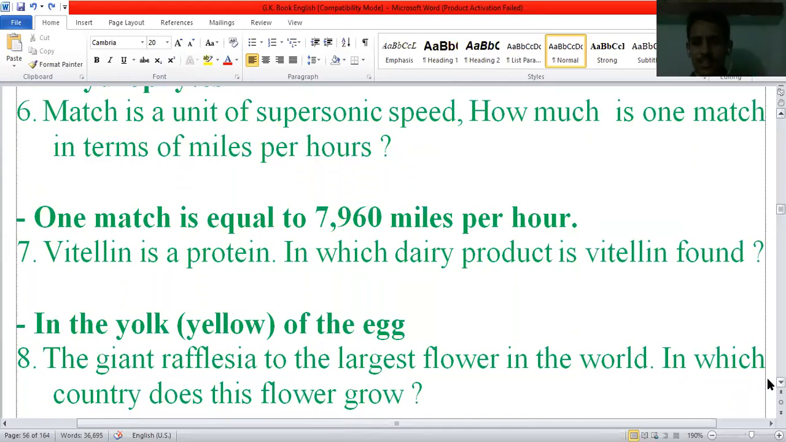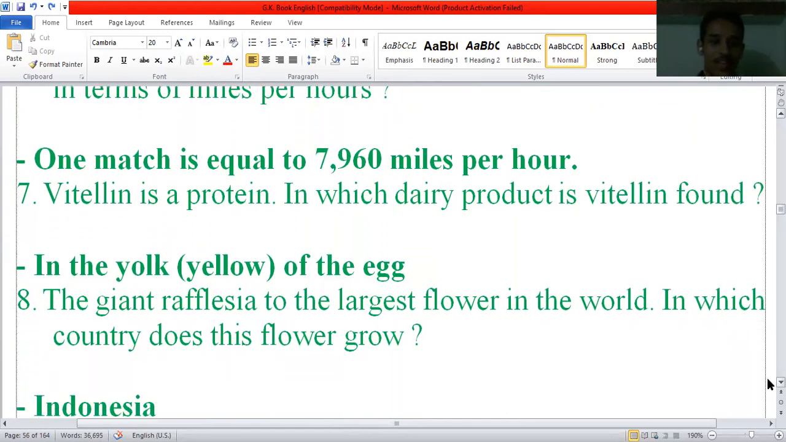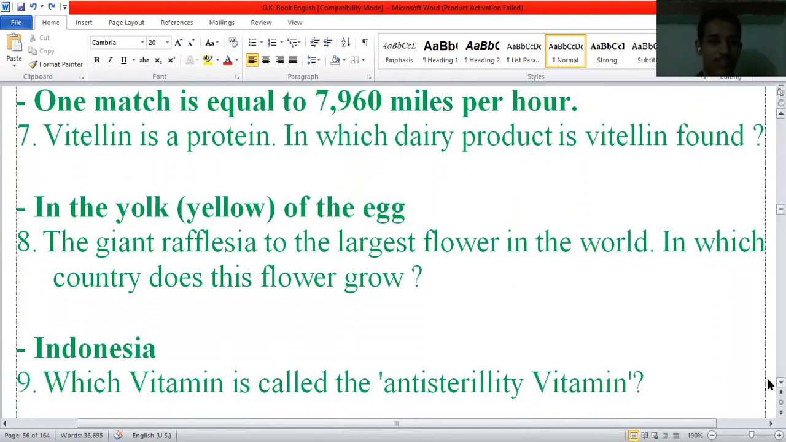Question number eight is for Pratima Thapa. Question number eight, the giant Rafflesia. Rafflesia is the largest flower in the world. In which country does the flower grow? Indonesia. This answer is already shown.